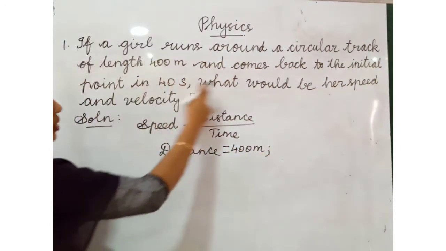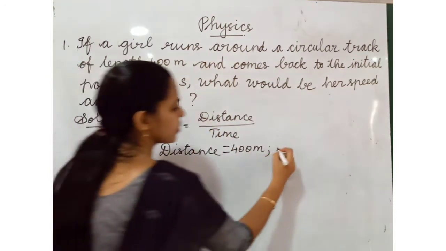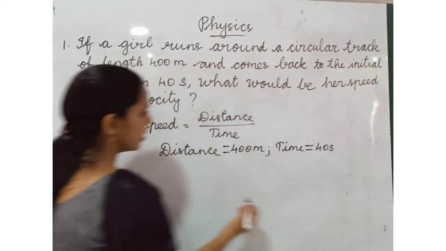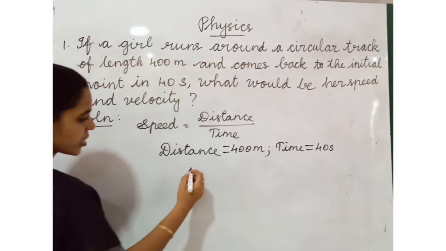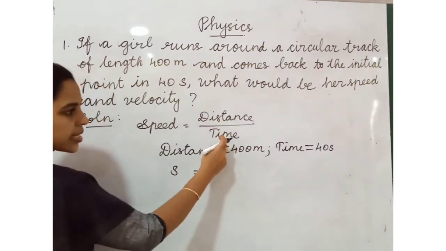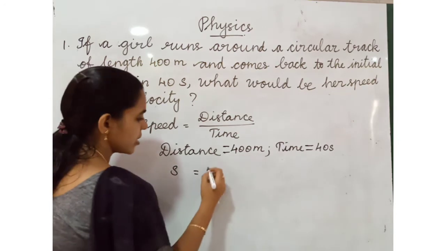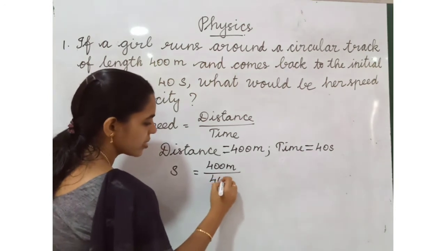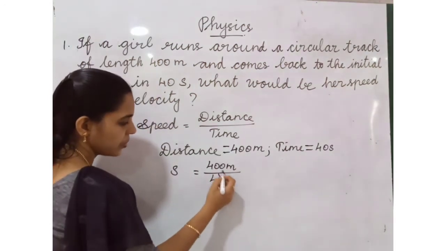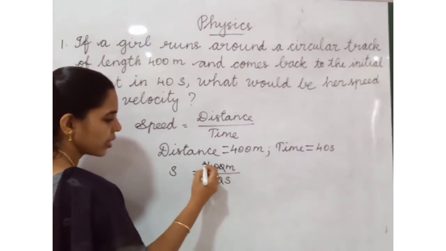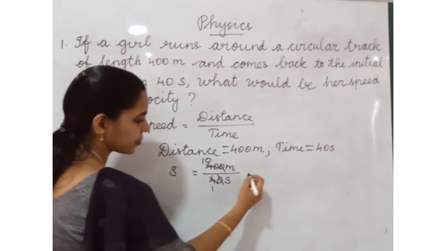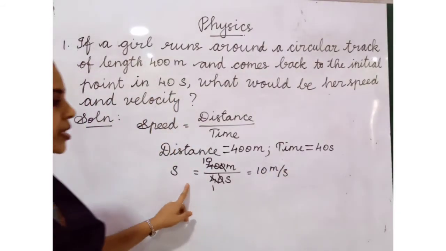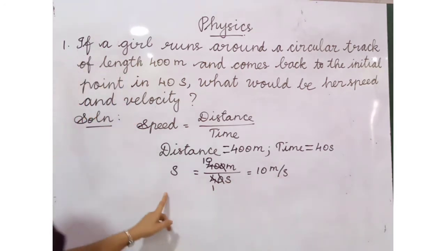What is the time? Initial point is 40 seconds. Okay, time is equal to 40 seconds. Then we have to substitute the values here. Speed is equal to distance divided by time. So, distance 400 meter divided by time 40 seconds. We have to cut these numbers. 4 ones are 4, balance 0. 10 meter per second. What is the speed now? Speed is equal to 10 meter per second.